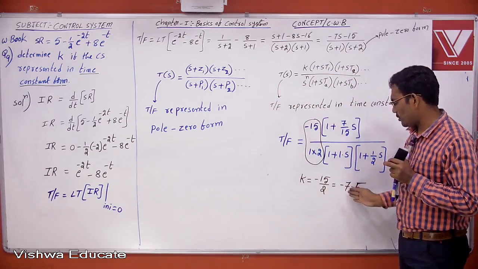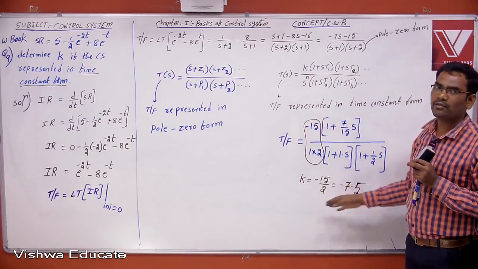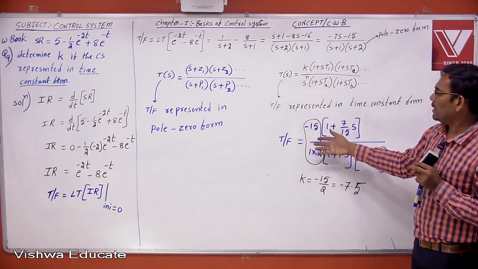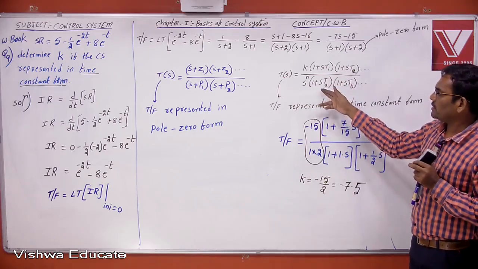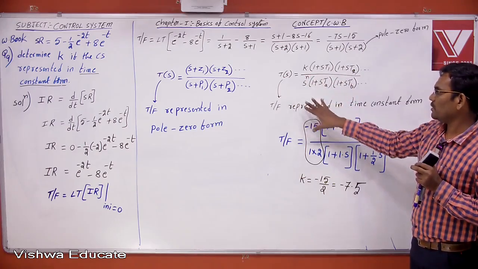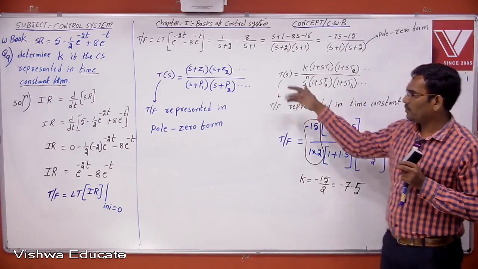Now this is K equal to minus 7.5, but practically gain is always positive. Then this is actually the gain, and with the system in time constant form, the transfer function is represented in time constant form. Take this one.